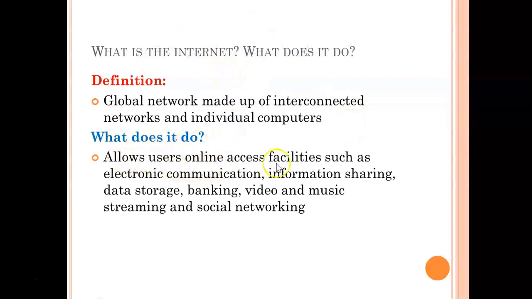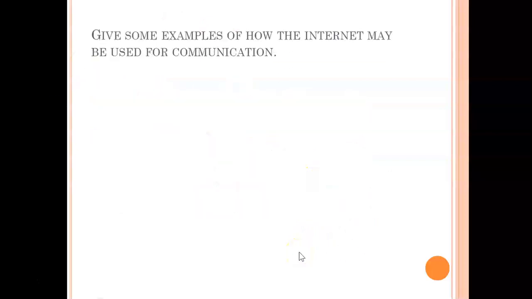It allows users online access to facilities such as electronic communication, information sharing, data storage, banking, video and music streaming, and social networking. So that is just a brief definition and what the internet allows us to do.